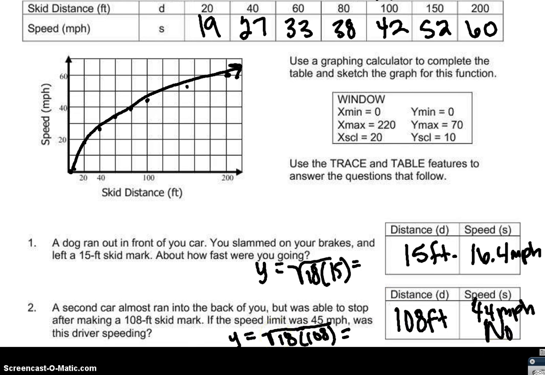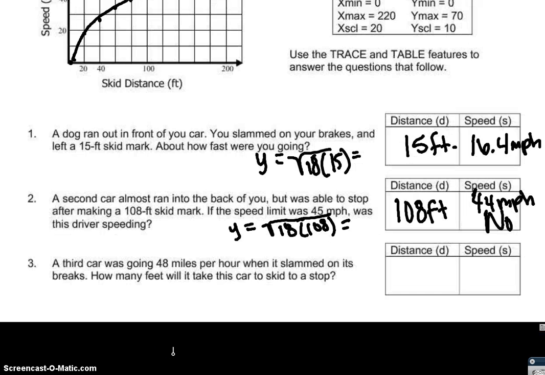Okay, so let's look at the last question. The last question says a third car was going 48 miles per hour when it slammed on its brakes. How many feet will it take this car to skid? So here you're actually given the miles per hour. So that's going to be my y. So I have 48 equals the square root of 18D, and we're trying to find the distance. So if I have the square root, how can I get rid of something that's square rooted? I'm going to square both sides.